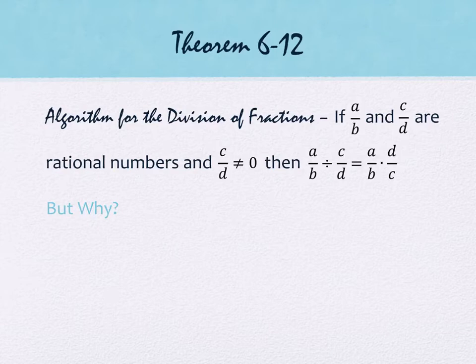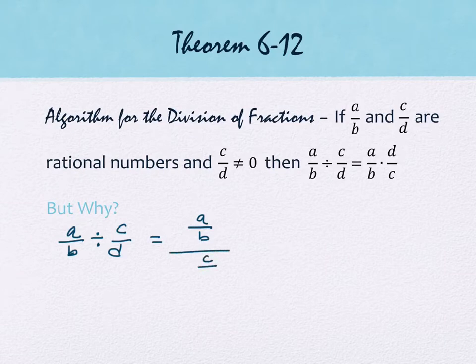So I'm going to show you, because it's really not hard to actually justify why it works. So if we have a over b divided by c over d, what I'm going to do is I'm going to rewrite that division with the line and the 2 dots as a division bar. So we're going to write a over b, and we're going to write the division like this. Okay, so admittedly, it doesn't look very good, but it is an alternate way of writing the same thing.